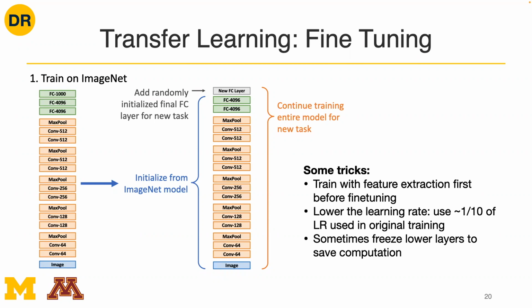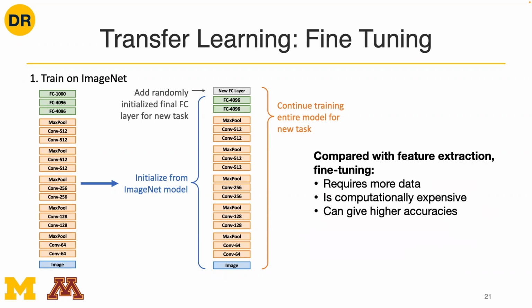Okay, is that clear? What is the difference between feature extraction followed by linear classification versus fine tuning in this particular slide? So compared to feature extraction, fine tuning requires more data, meaning you're backpropagating through a larger network as opposed to just your fully connected layer. So it's computationally expensive, but we have seen that it can give you higher accuracies as opposed to just using a CNN as a feature extractor.